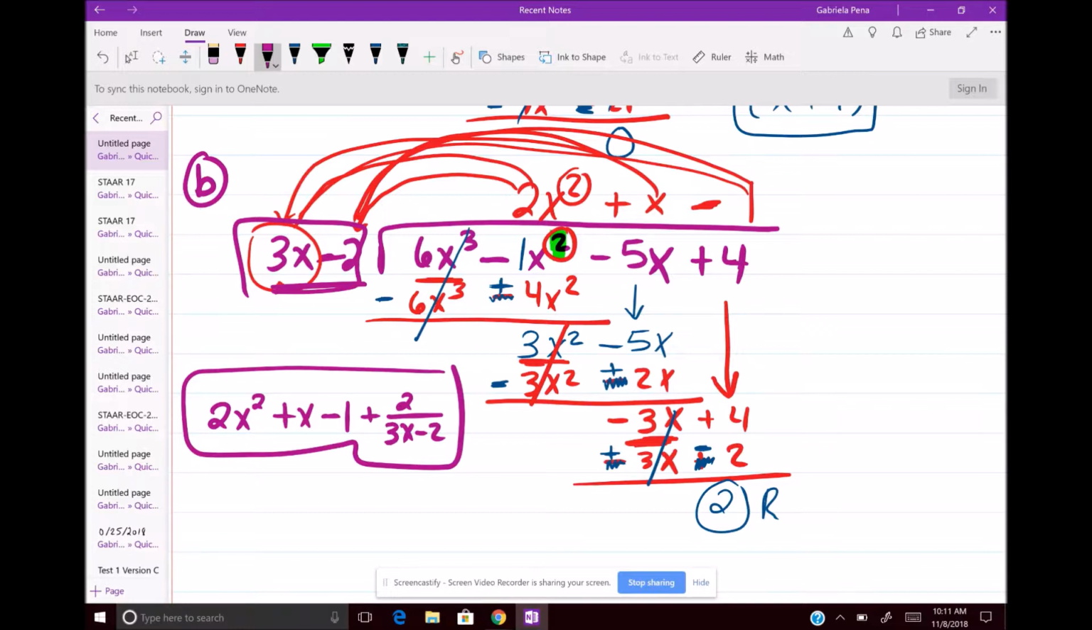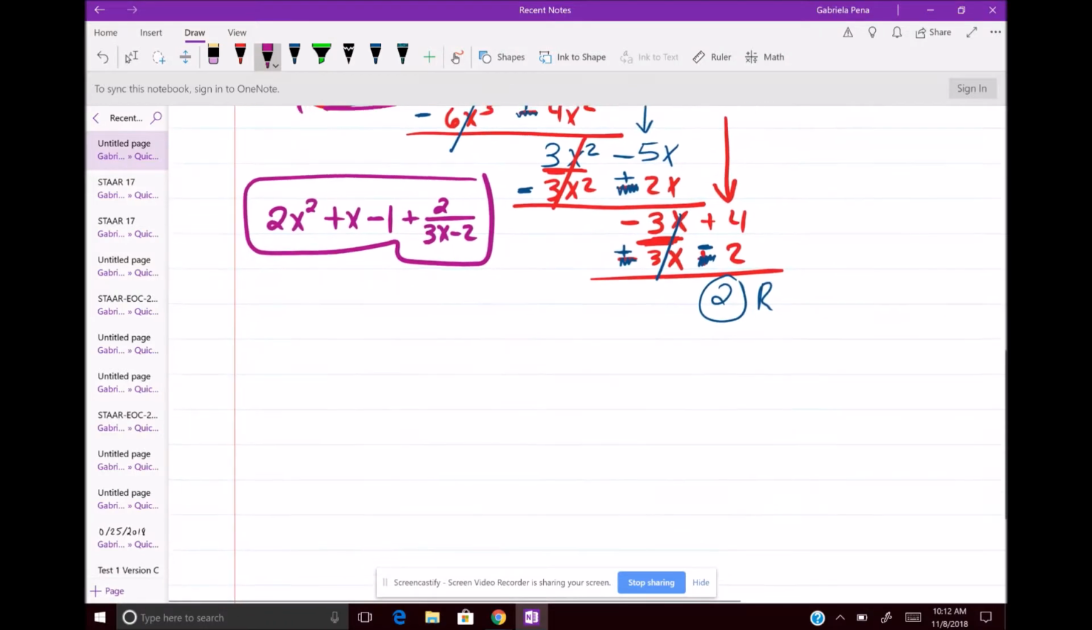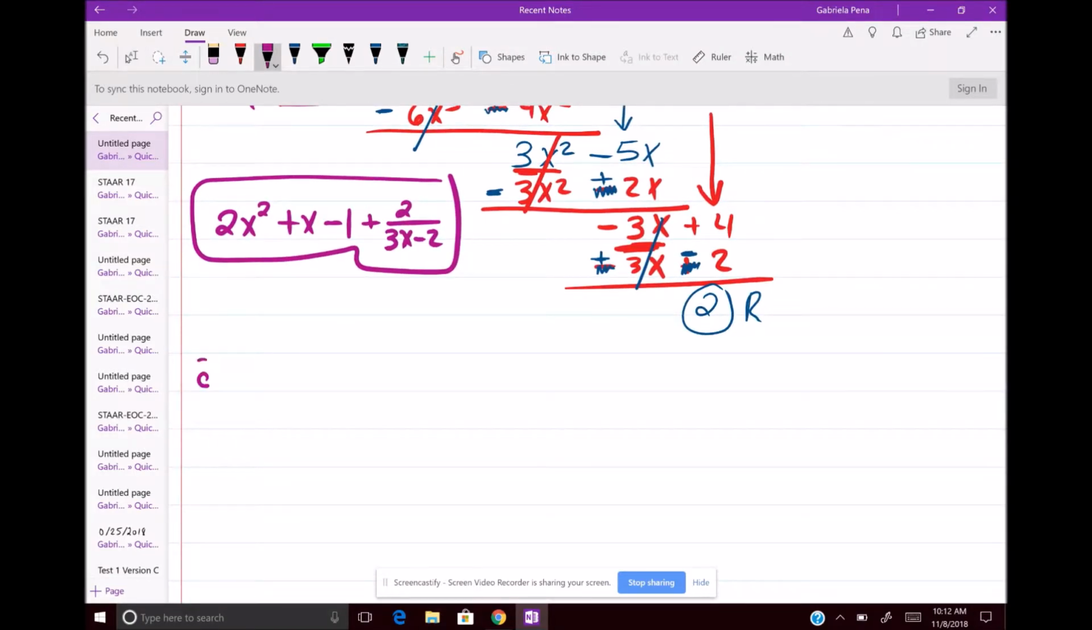Are we okay? All right. C is going to be a tad different. Any questions on that one? Is it better? Does it make a little bit more sense than the first one? Yes? Okay.